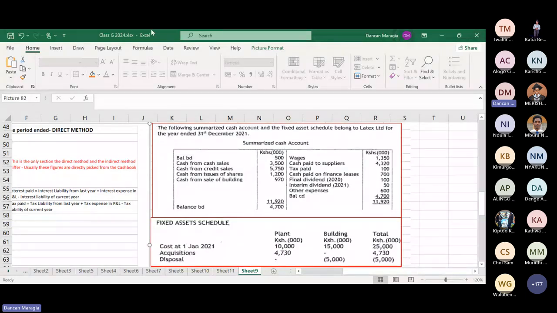You are able to see my screen? Yes, Mwalimu, we can see.